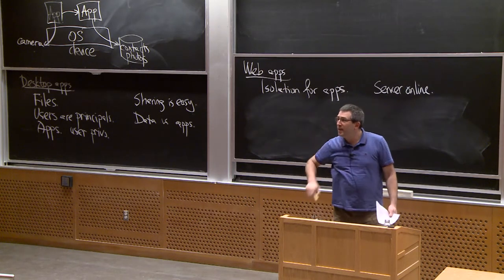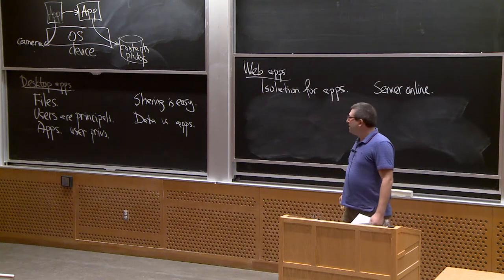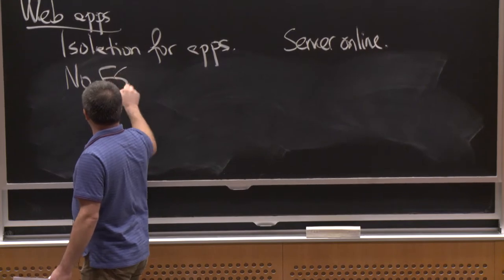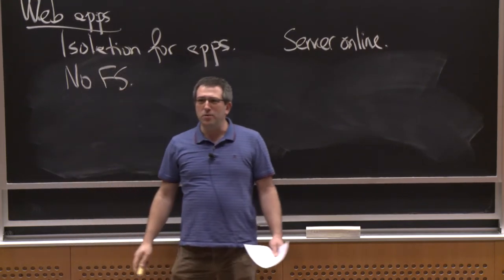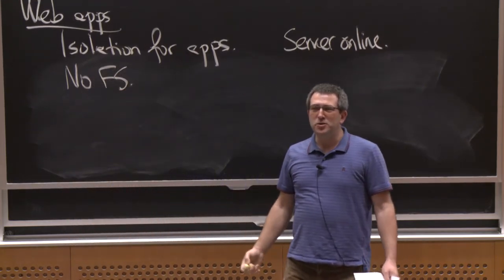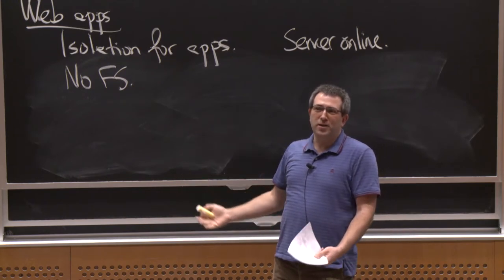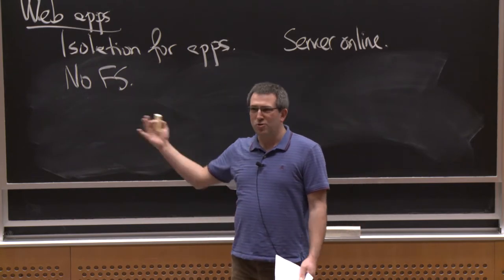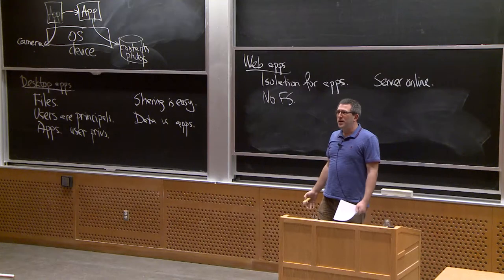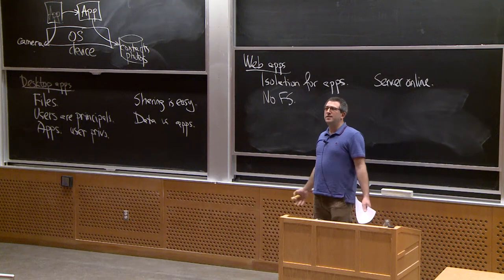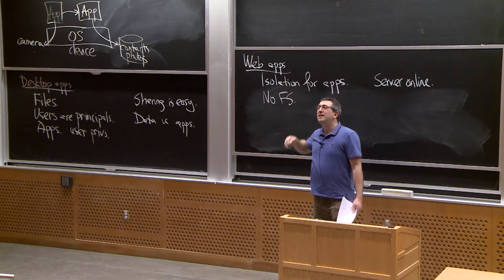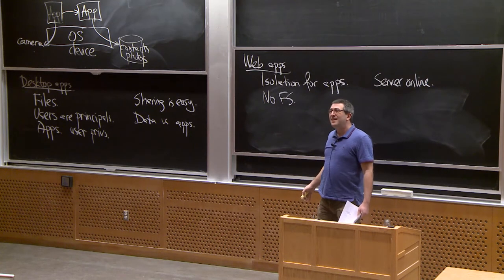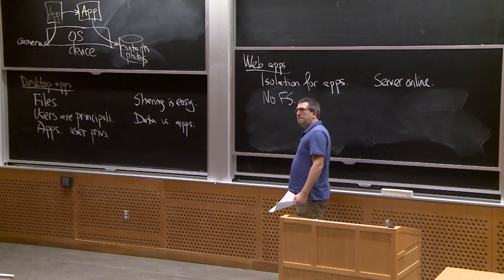Other things? Yeah. Web apps typically don't have file system access. That's true, so no file system. Why is this a problem? Well, you can store data in web apps the same way. Like in Google Drive, you upload all your files. It's not a file system in the sense that it's not a classical kernel storing your files for you, but you can store files just like in a file system in Google Drive. Yeah. It's a bit inflexible because sometimes you might want to share data between different apps, and web apps won't allow that.